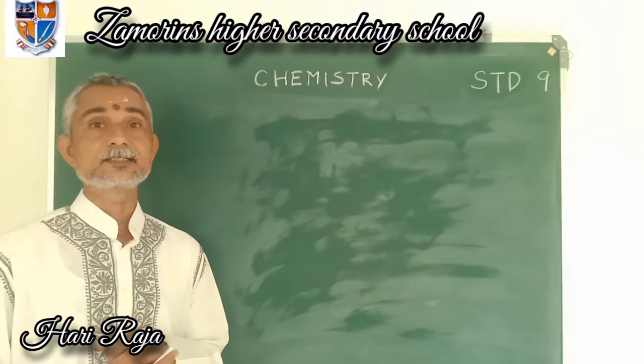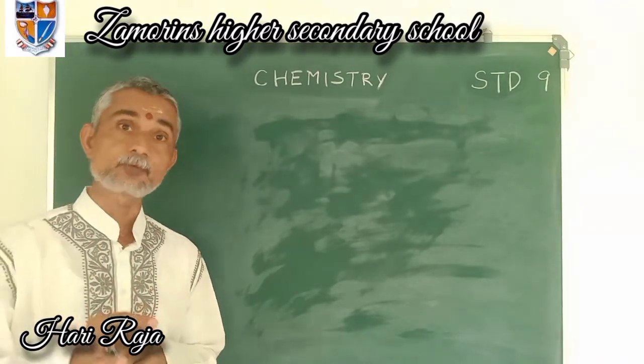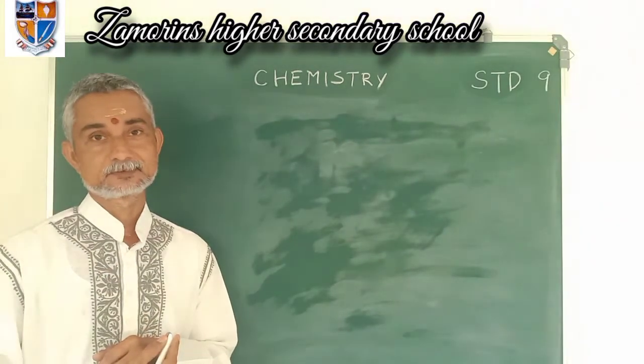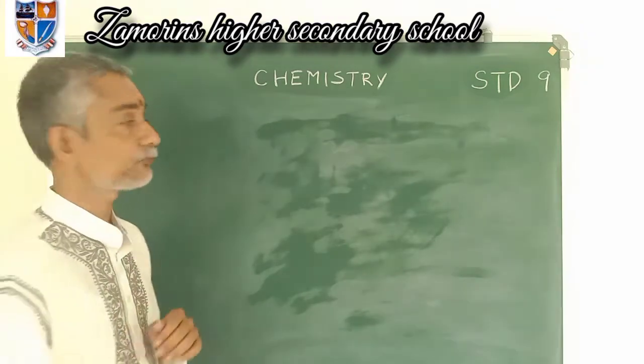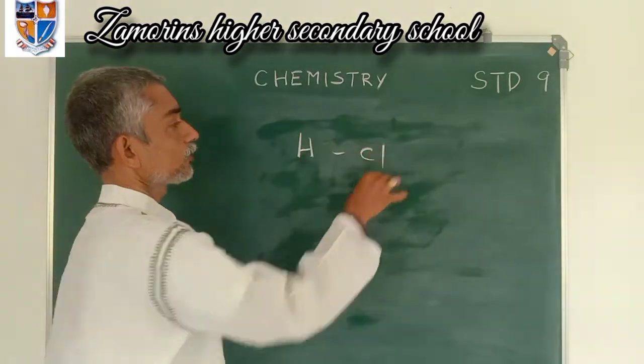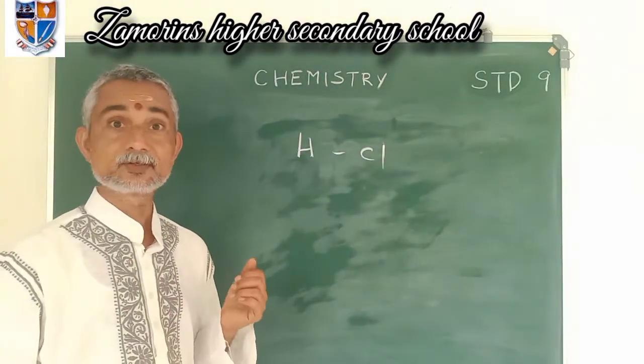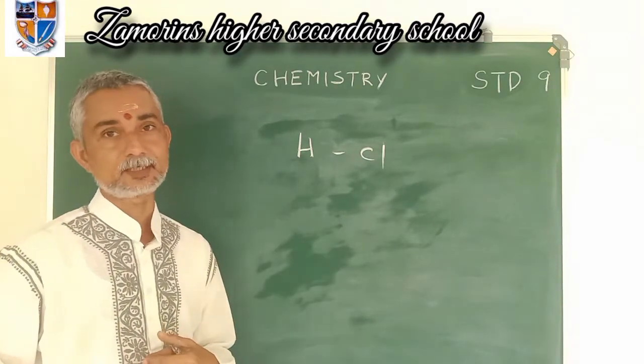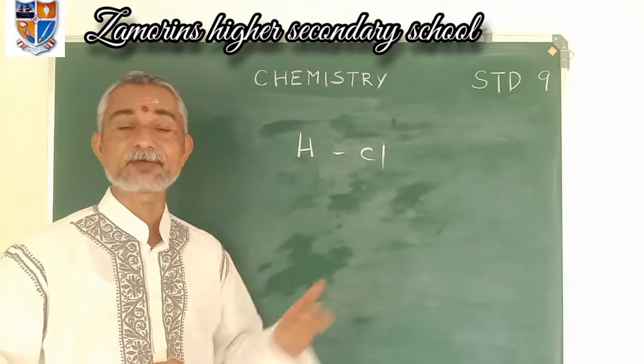Dear student, now we can see a covalent bond is formed by different elements, different atoms. Let us see the case of hydrogen chloride. Here, hydrogen has 1 electron in the outermost shell, chlorine has 7.